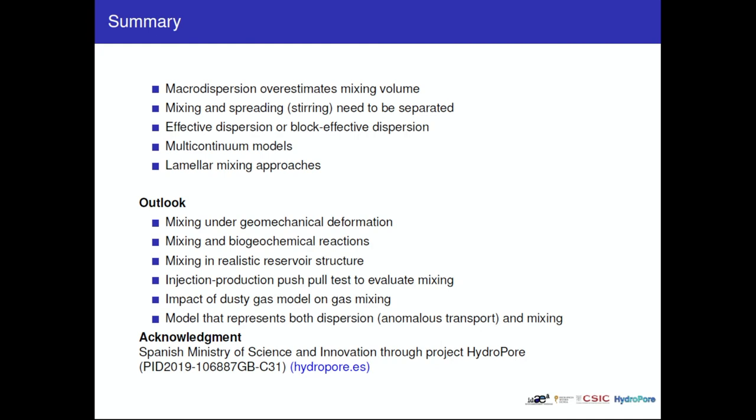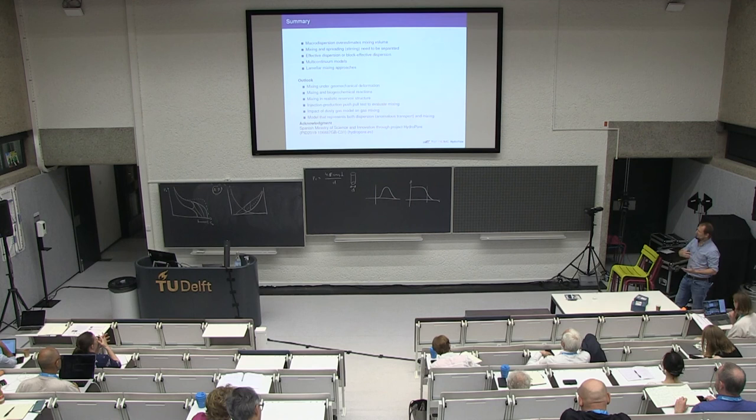And just some outlook, what needs to be taken into account when looking at mixing. Now, I looked only at spatial heterogeneity, which is arguably the dominant effect when we have fluid mixing. But then, of course, we have geomechanical deformation. So we need to see how biogeochemical reactions and mixing interact. Then we need to look at realistic reservoir structure. So there will be talks about these three topics tomorrow.